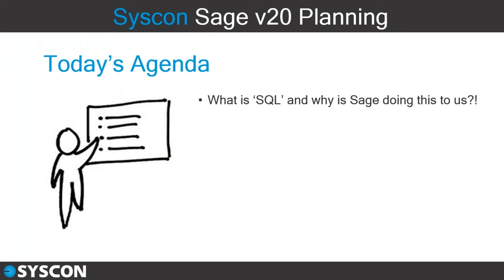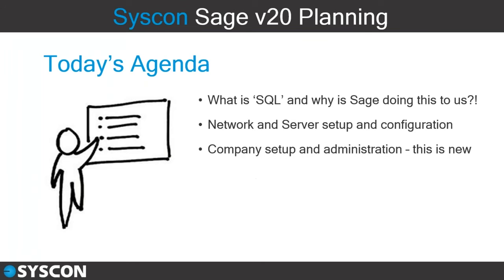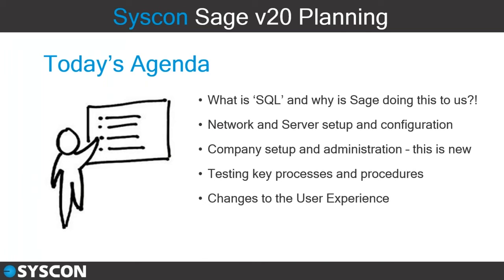So, for today, what is SQL, often referred to as SQL, and why is Sage doing this to us? Network and server setup and configuration. We want to talk about that. There's some company setup and administration, and this part is new. We're going to talk about the testing of the key processes and procedures. And are there changes to the user experience? What will our users see when they log on? And lastly, we want to make sure that you are prepared before you do the official cutover. This is different than all previous updates.